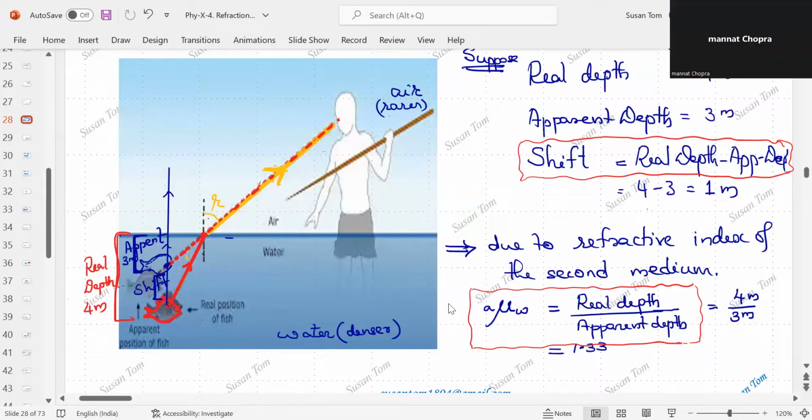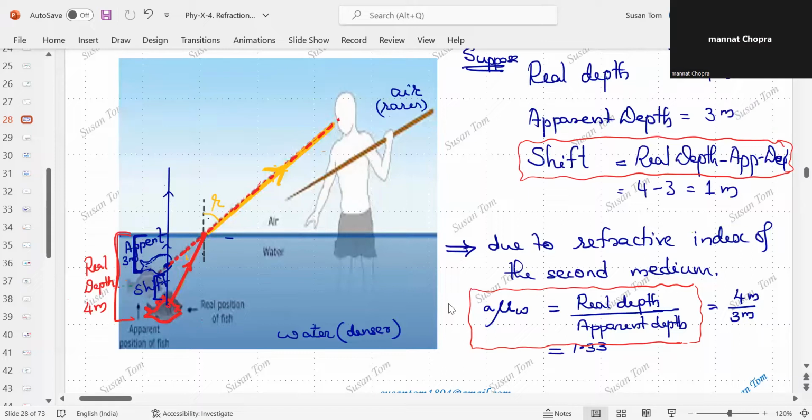Now we have to come to the definitions of these three terms. Which are the three terms? Real depth, apparent depth, and shift. Read through the book, children. First paragraph. An object placed in a denser medium when viewed from a rarer medium appears to be at a depth lesser than its real depth. This is because of refraction of light.